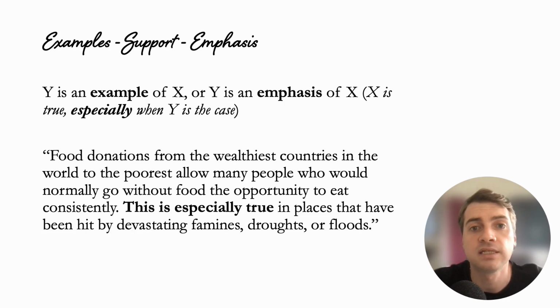This is especially true in places that have been hit by devastating famines, droughts, or floods. So here we're saying X is true. Just look at example Y and you can see, okay? Especially when we talk about situation Y, okay? So take a minute to stop and think and notice how you will be able to use these structures to make better points in your writing, okay?